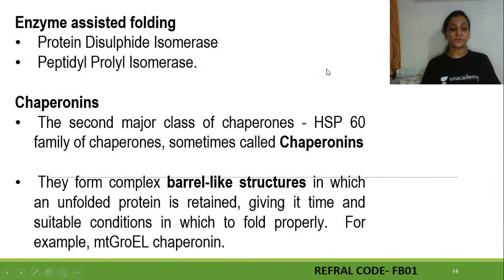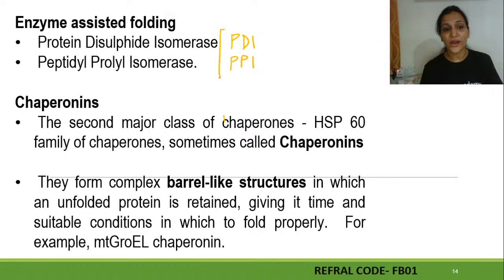Okay, let's move further. There are enzymes which actually participate in the proper folding of proteins. They are of two types: PDI, or protein disulfide isomerase, and PPI, that is peptidyl prolyl isomerase. These two are the enzymes which participate in the process of proper protein folding, right?